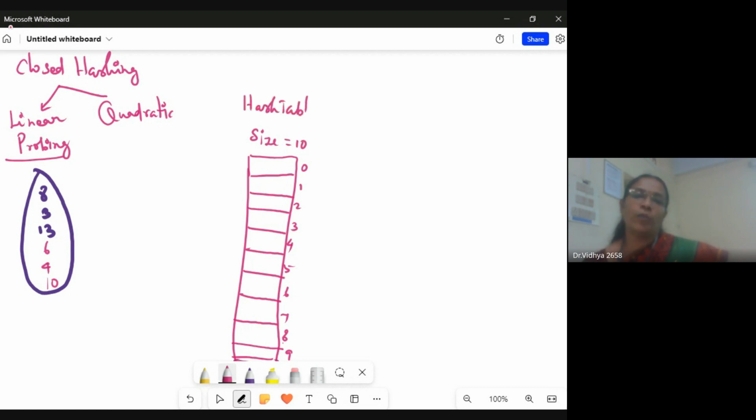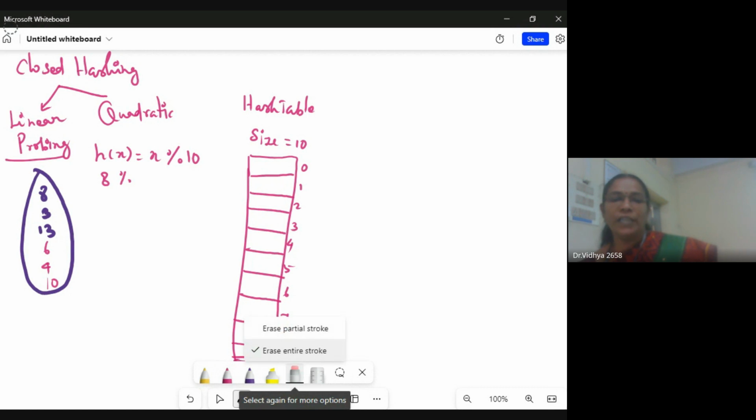Now we are following the same hash function h of x equal to x modulo division 10. The same hash function we will be following, but we will identify the position as the next element if not satisfied. The hash function will be the same.